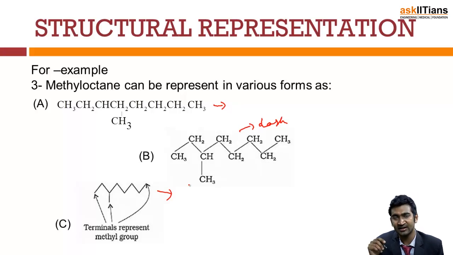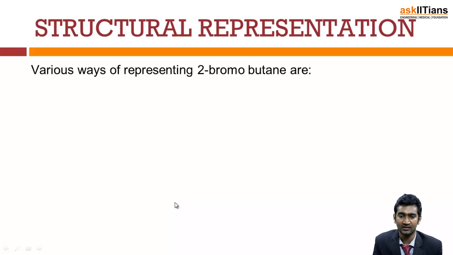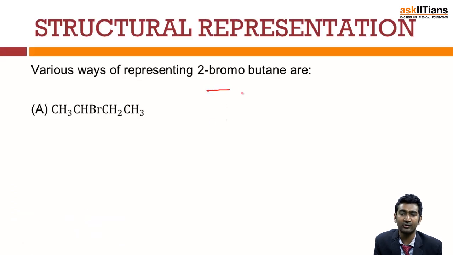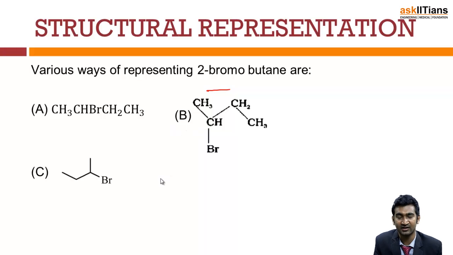If I have 2 free there, then I will say it is an ethyl group present there. So terminals always mean that it is my methyl group present, if one terminal is there. Similarly, you can represent 2-bromobutane also. How? Like this way, and this way, in a similar way. Dash and the terminal formula.